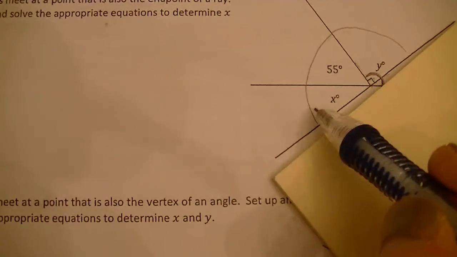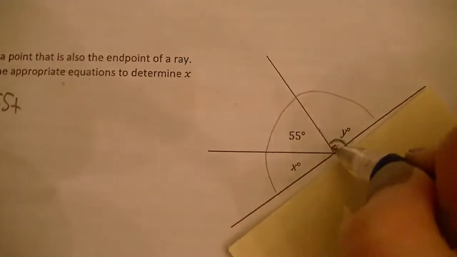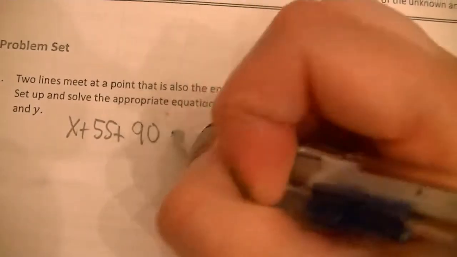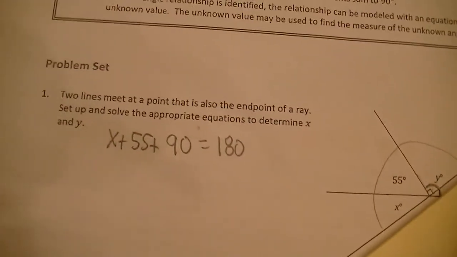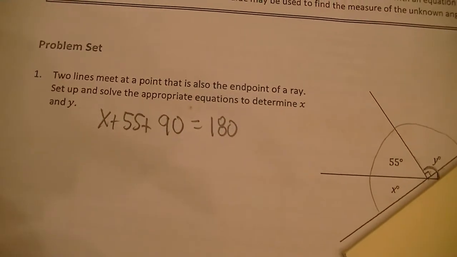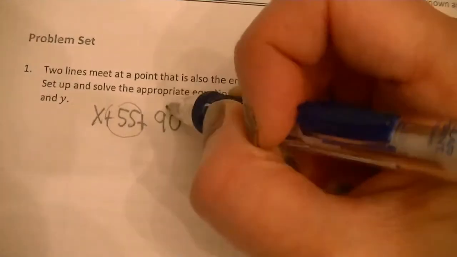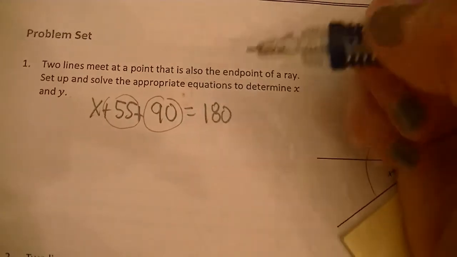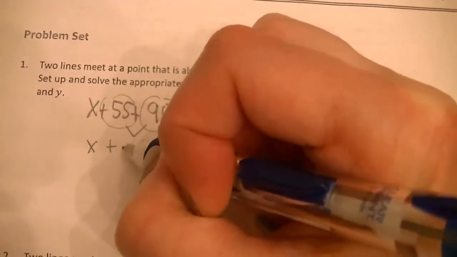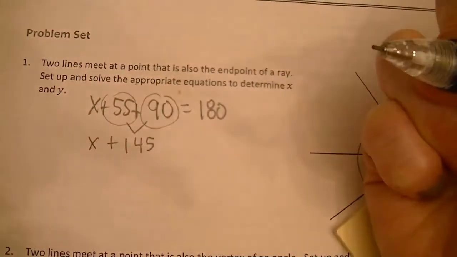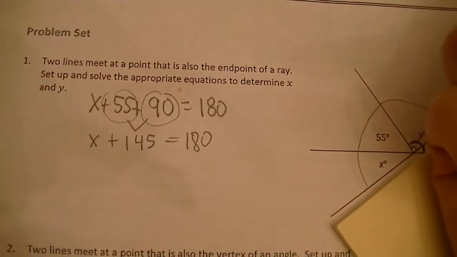So here we go. Let's see, x plus 55 plus 90 will have a sum of 180 degrees, okay? So from here, we have to simplify it first, and to do that, we have to combine like terms before we can build it. So 55 plus 90 is 145. So we have x plus 145, and that's going to equal 180. So from there, we just have to build it.